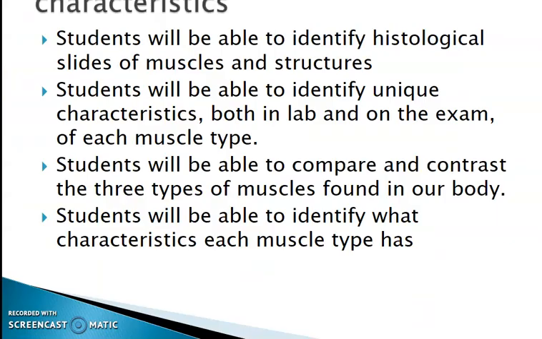So let's talk about the muscle tissues. You are going to have to identify the histology in lab, and you have to tell me unique characteristics in both lab and lecture. You are going to be able to compare and contrast the muscles. Usually it's an essay question. And you'll identify which types of muscles have which characteristics.